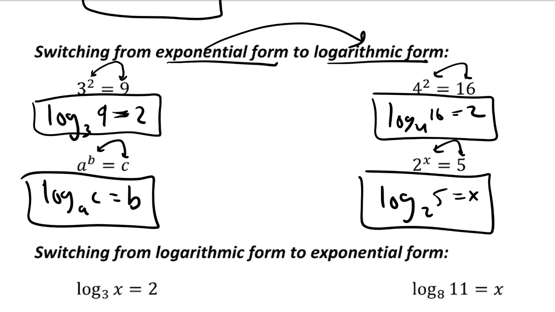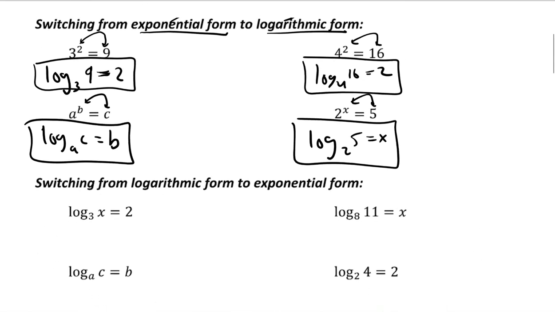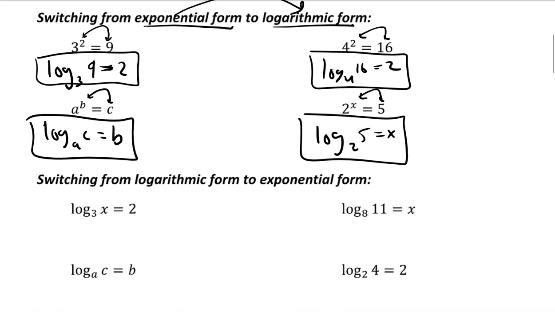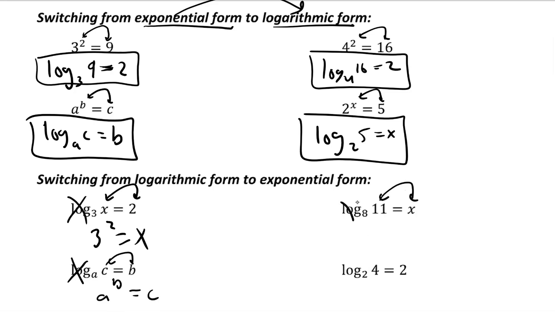But if you start off with something in exponential form, sometimes we like to write it in what's called logarithmic form. Okay, you need to be able to go the other direction as well. So if you really understood the first one, then you're just saying, all right, for me to remove the log, I need to switch these 2 back. So 3 squared equals x. A to the b power equals c. 8 to the x equals 11.